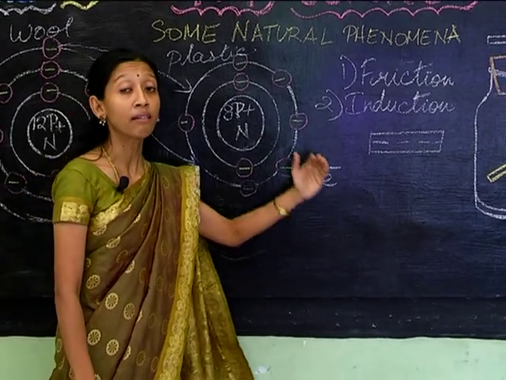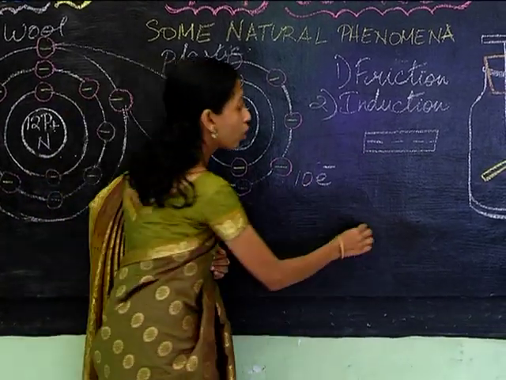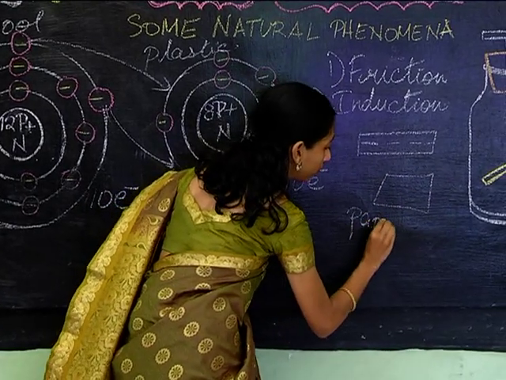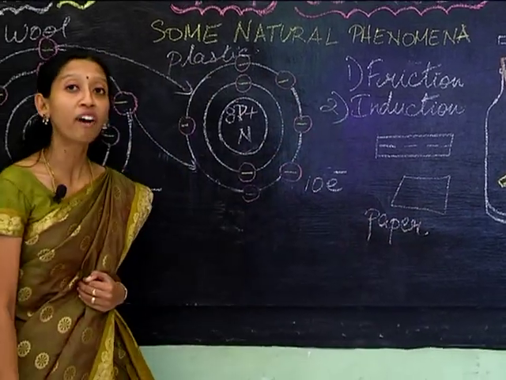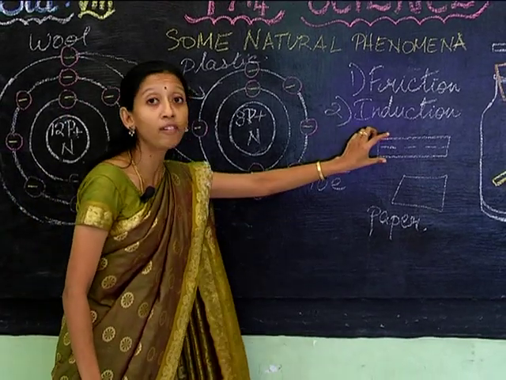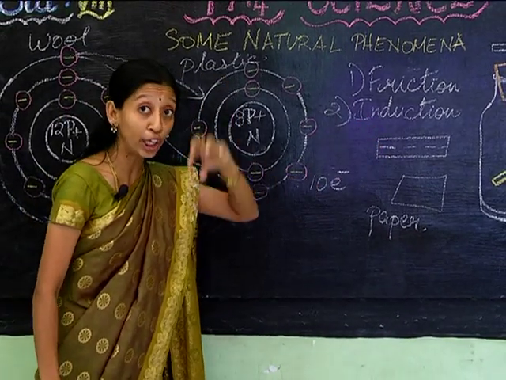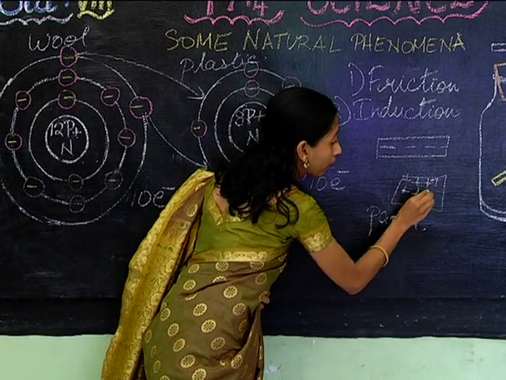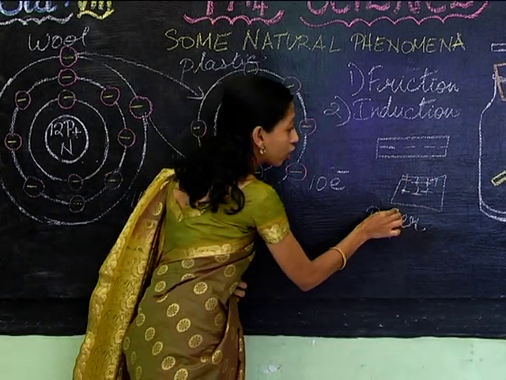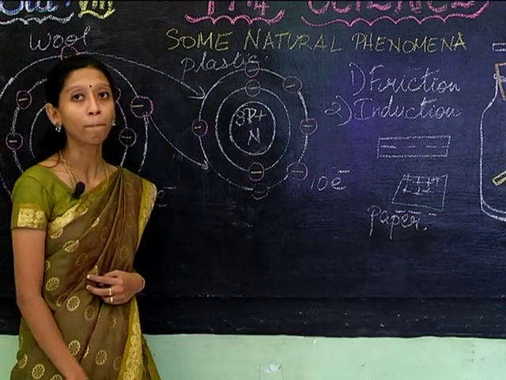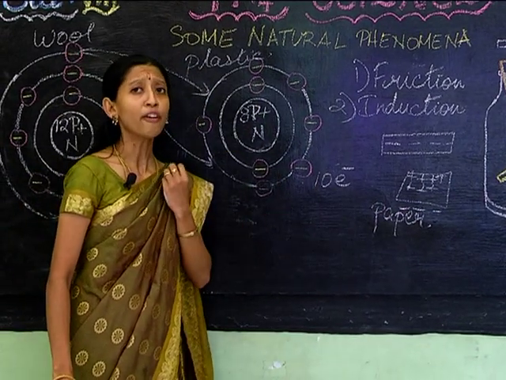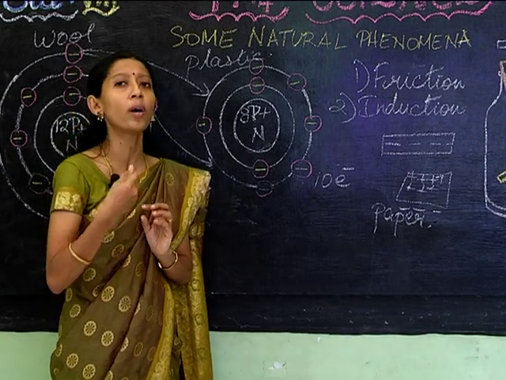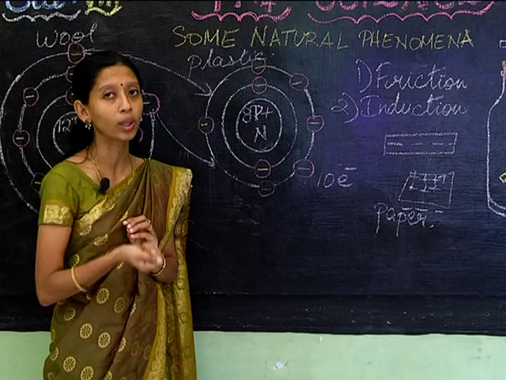Now I bring this negatively charged scale closer to a piece of paper. Okay. So this is a paper. We find that the negatively charged scale will induce positive charges on the paper and the negatively charged electrons will be pushed out of the paper. This happens only for a fraction of a second, because when we rub, only a small amount of charge is transferred to the scale.